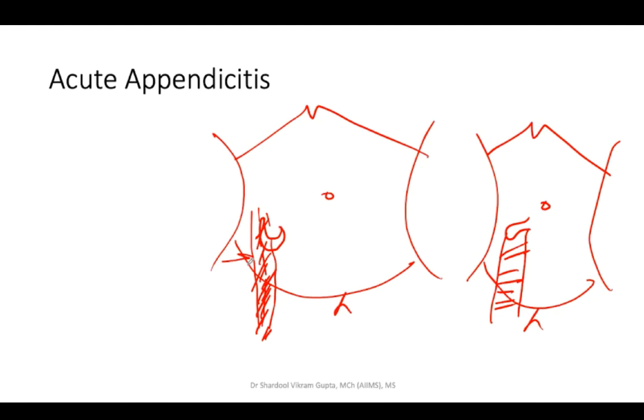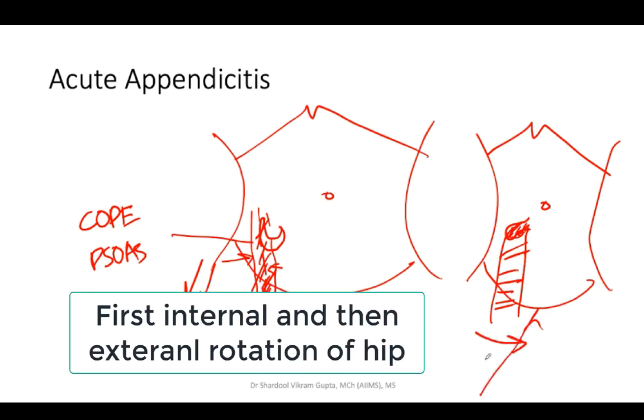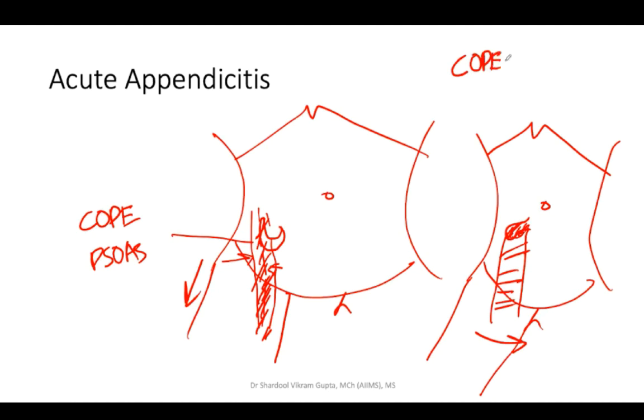But if you do a passive stretching of the hip joint, then there will be stretching of these fibers, then there will be pain. So this sign is the Psoas sign. Similarly, due to irritation of the obturator internus, if you do the internal rotation of the thigh, then the patient will have pain. That is known as the obturator sign.